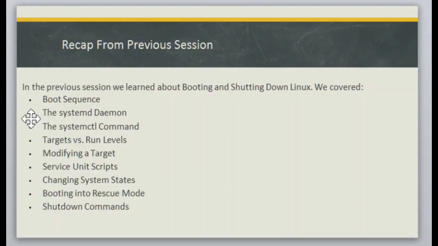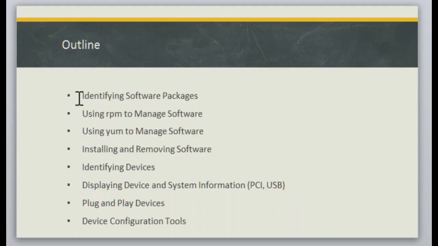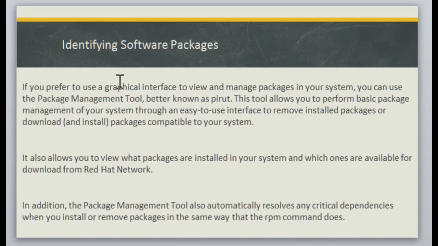Last session, we went over boot sequence, the systemd daemon, the systemctl command, targets versus run levels, modifying a target, service unit scripts, changing system states, booting into rescue mode, and shutdown commands. Today, we're going to be going over identifying software packages, using RPM to manage software, using yum to manage software, installing and removing software, identifying devices, displaying device and system information such as PCI and USB, plug-and-play devices, and device configuration tools. Let's start off with how to identify software packages.